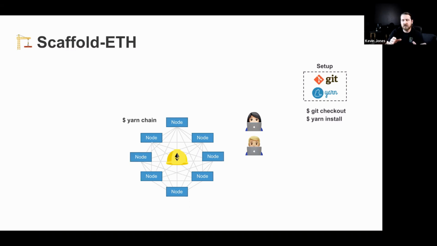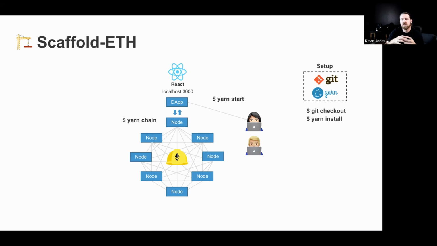So you check out the repository, do an install, which we're going to go through today, and do a yarn chain, which spins up a local Hardhat node. Now, Hardhat is like this Ethereum virtual machine that you run locally that allows you to simulate what transactions would look like on the blockchain. So yarn chain will spin up your Hardhat node for you.